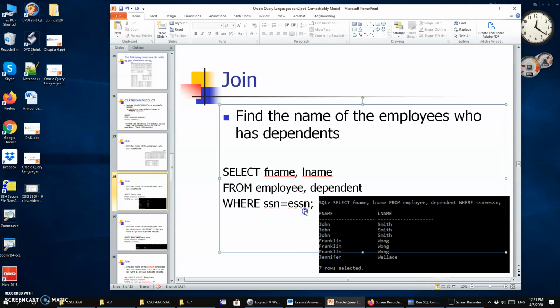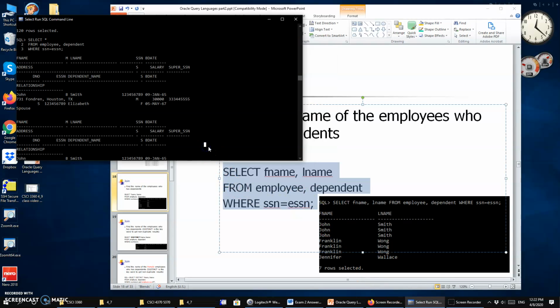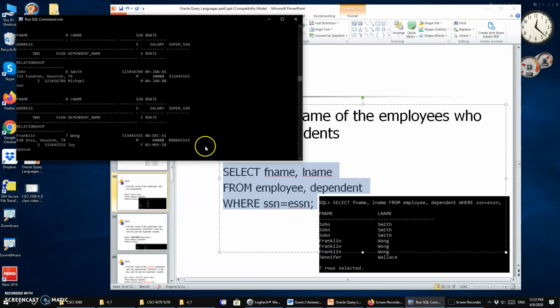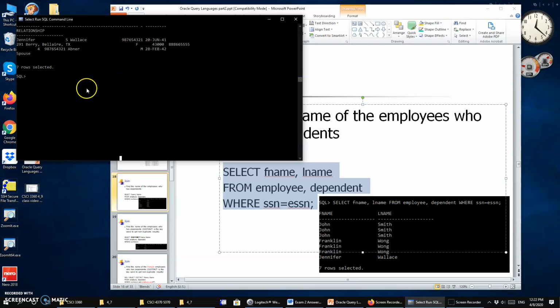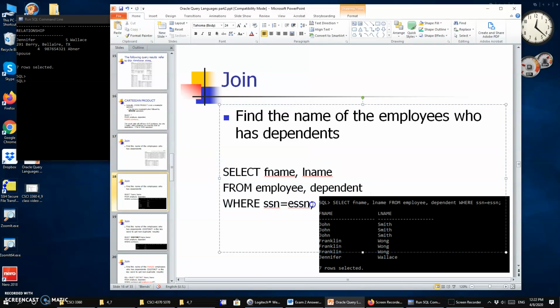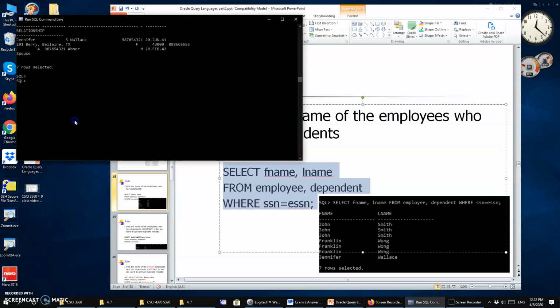So if we try to run this code in our table, let me see. Go down over here. When we try to run the code, okay, there are some problems over here. Okay, so you can see that we will be able to get all of these 7 tuples, finding out who are the employees that have dependents.